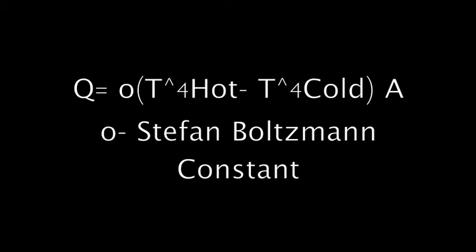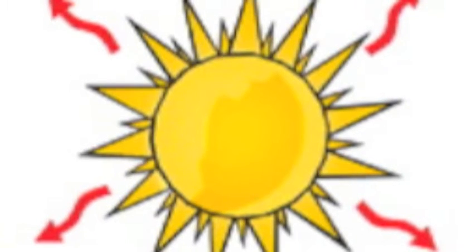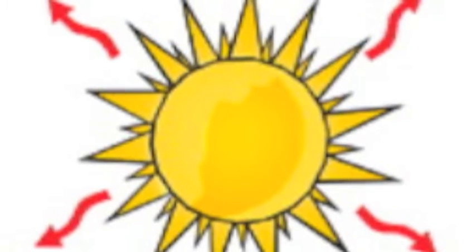The equation for radiation is the Stefan-Boltzmann constant multiplied by the hot temperature to the fourth power, subtracted by the cold temperature to the fourth power, multiplied by the cross-sectional area. Radiation is the transfer of heat in the form of waves through space.